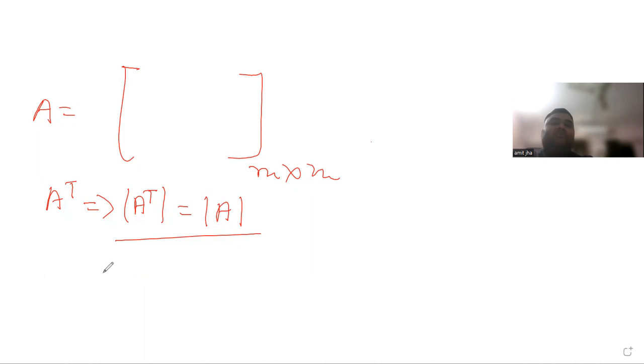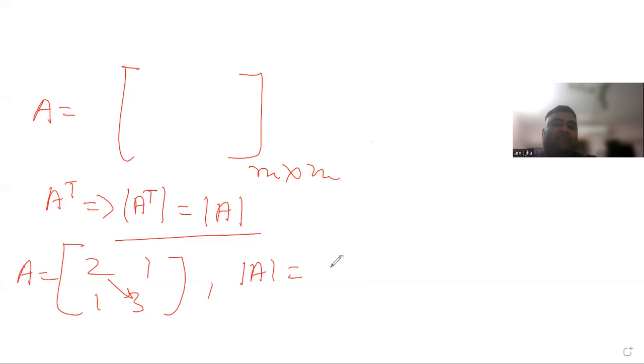And here I can choose, for example, 2, 1 and 1, 3. This is one of my determinants, and let's say this is the determinant A. If I wish to find my mod value for the same, simple cross multiplication will happen. That is 2 times 3, which is 6. Let me show you: 2 times 3 minus 1 times 1. So it will give you 6 minus 1, which is 5.